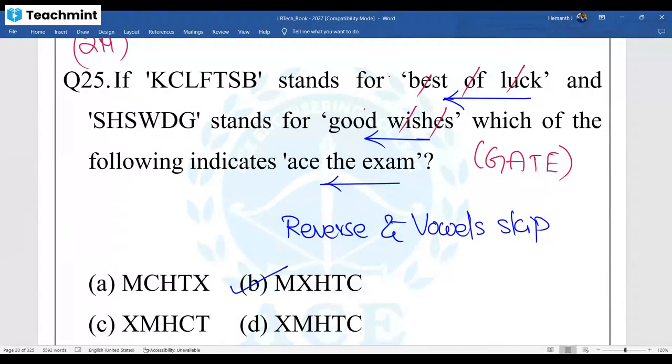Now in the exam, it is M, X, H, T, C. Back to front, okay. So they're writing back to front and we need to skip the vowels. Skip vowels and write from back to front. Good logic.